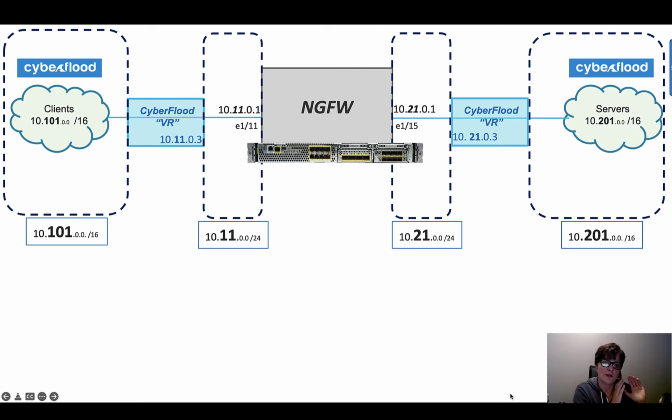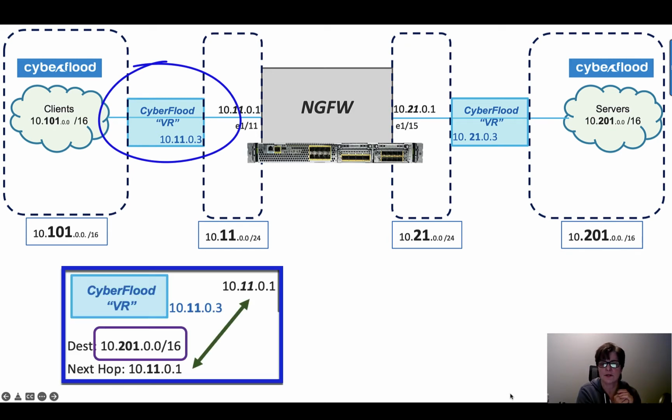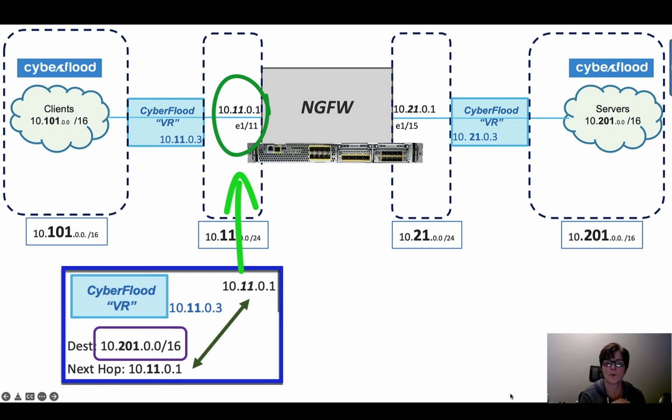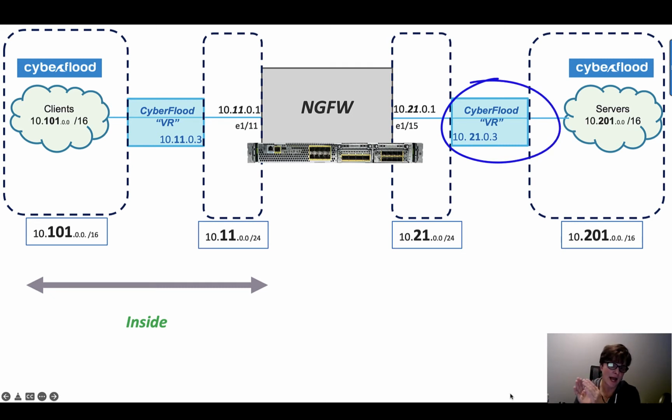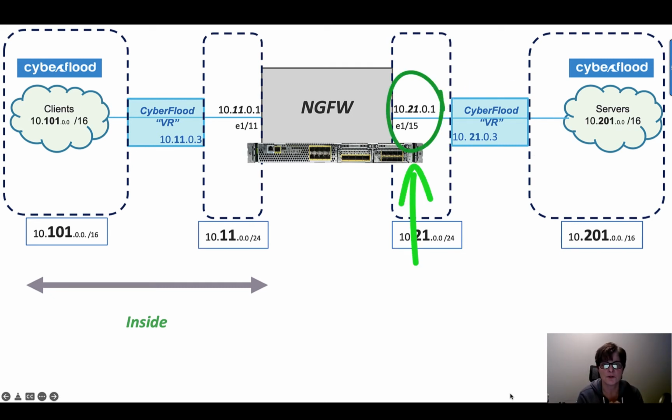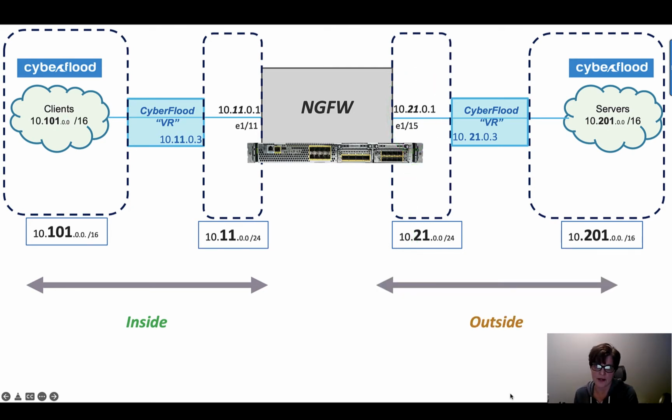The CyberFlood virtual client side already has static routes: if it wants to go to the server, it goes to 10.11.0.1. That used to be the Nexus 9K. That's now going to be the next generation firewall on the inside. The CyberFlood virtual on the server side has static routes that if it wants to go to the client, it goes to 10.21.0.1. That used to be the Nexus 9K. That will now be the outside of the next generation firewall.